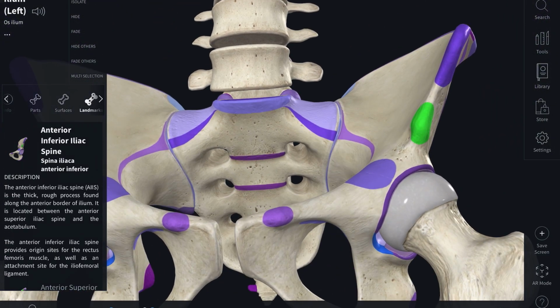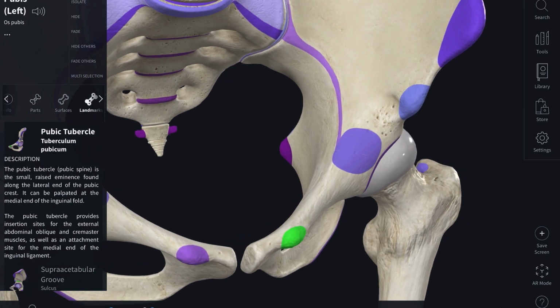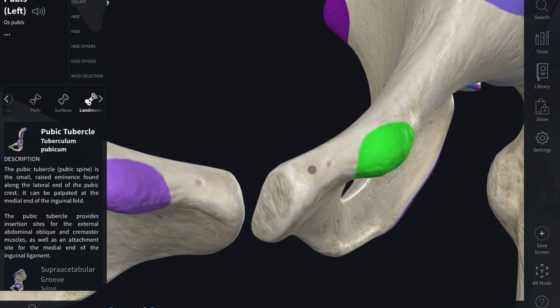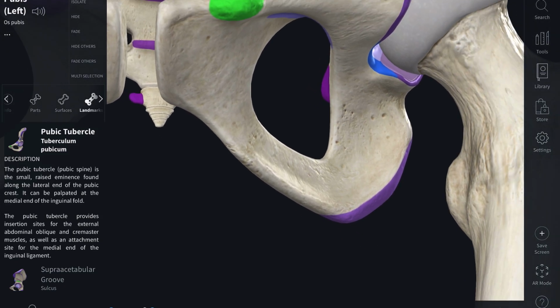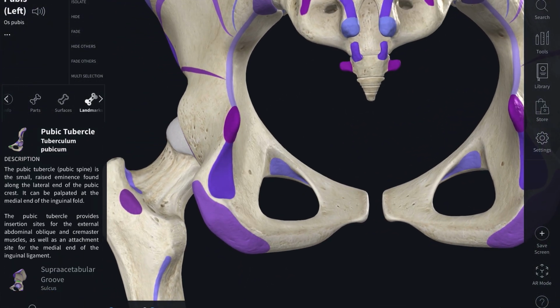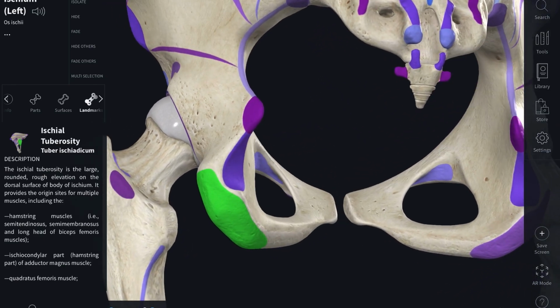But looking at your pubis, which is right here, you have your pubic tubercle, and then some people will call this section right here your pubic crest. Looking at the posterior side of your ischium, which is down in here, this is what's called your ischial tuberosity. That's another major landmark right in there.